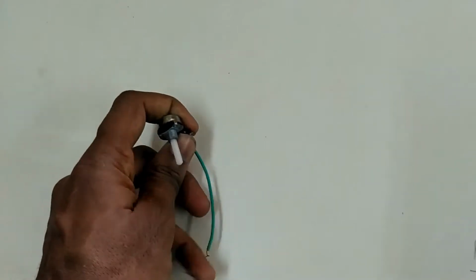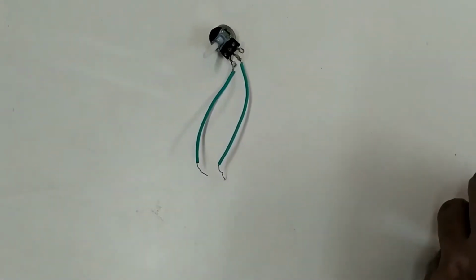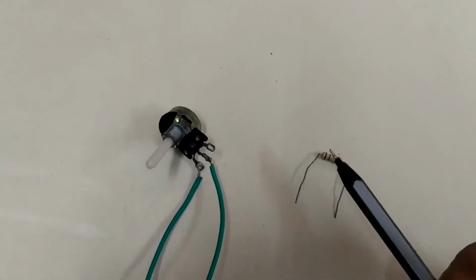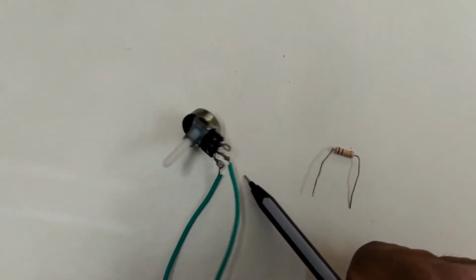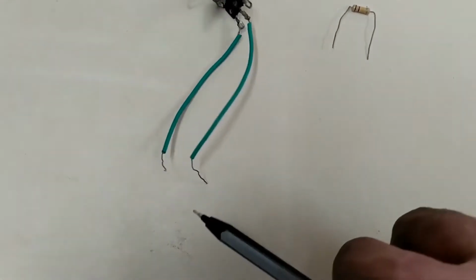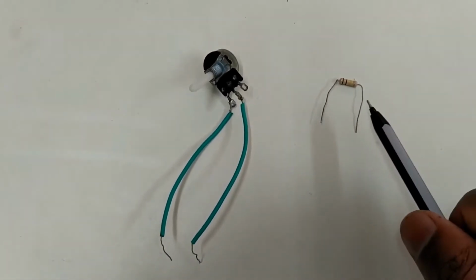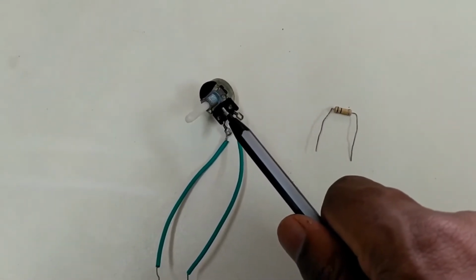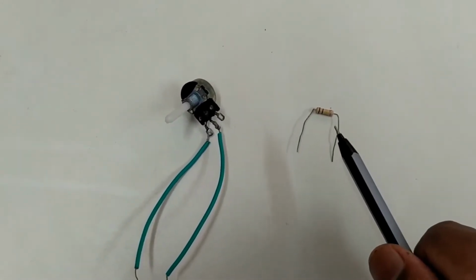So if I take the potentiometer with respect to a capacitor or resistor here, it's the same. Whereas this has got fixed resistance, this has got variable resistance. This has also got two terminals and this has also got two terminals. In case of this one, the resistance is variable, and in case of this one, the resistance is fixed.